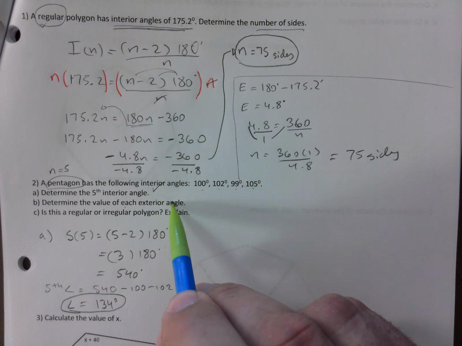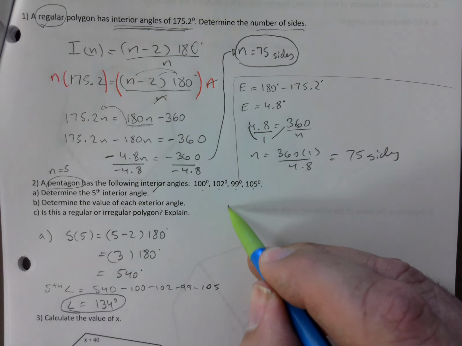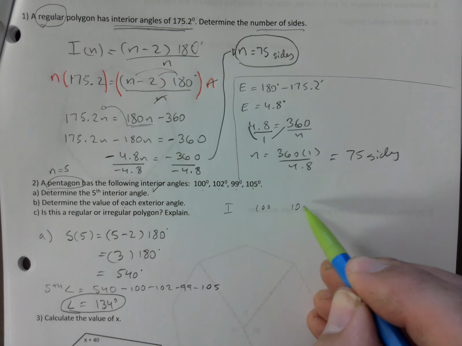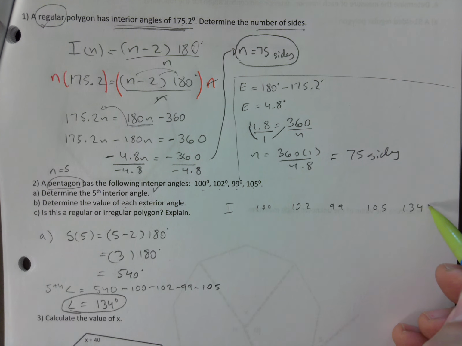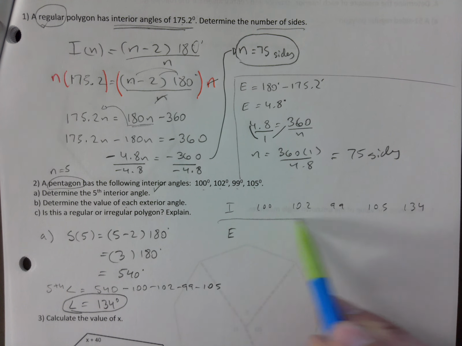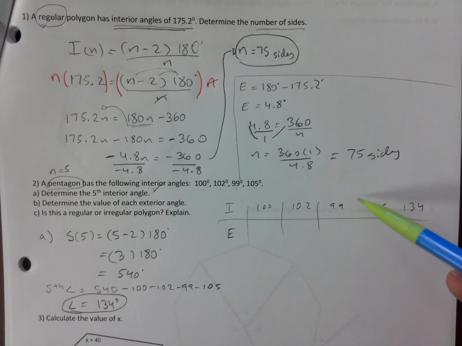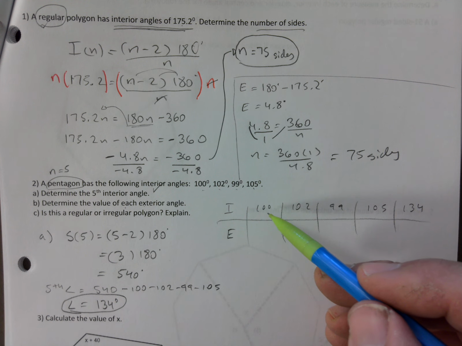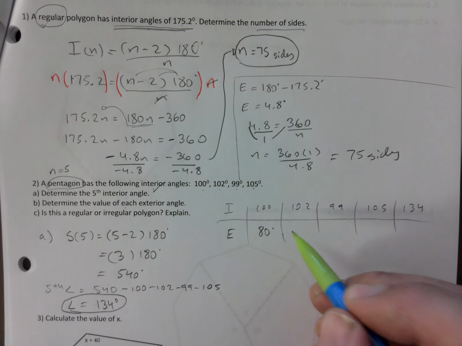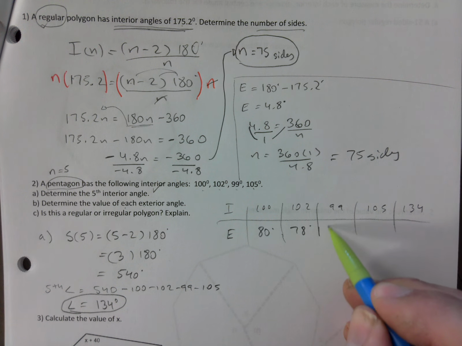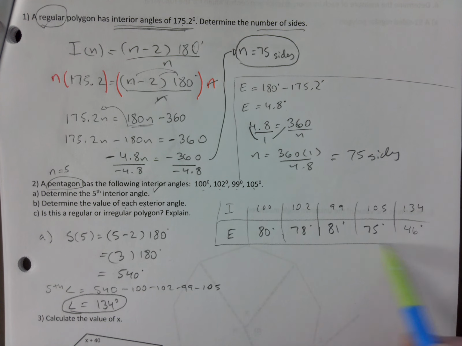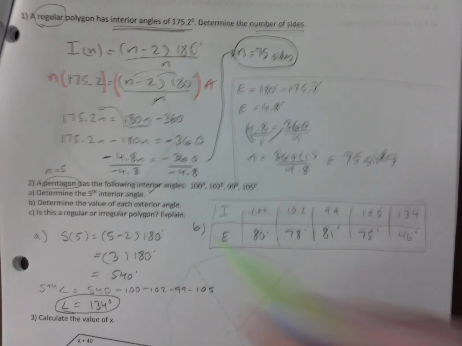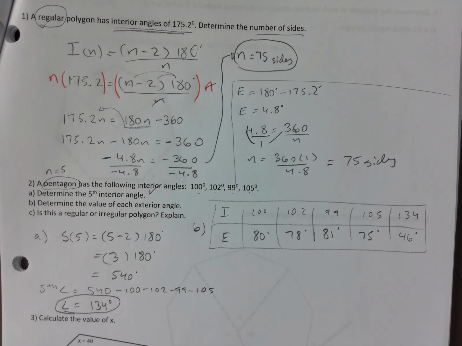Determine the value of each exterior angle. On my key, I probably have something like this. The 134 I just found. So every single interior angle has a matching exterior angle. Okay, so you just subtract from 180. So this would be 80, right? This would be 78. This would be 81. This would be 75. And the last one there would be 46. If you have that, this would, in my opinion, answer the question of all the exterior angles.